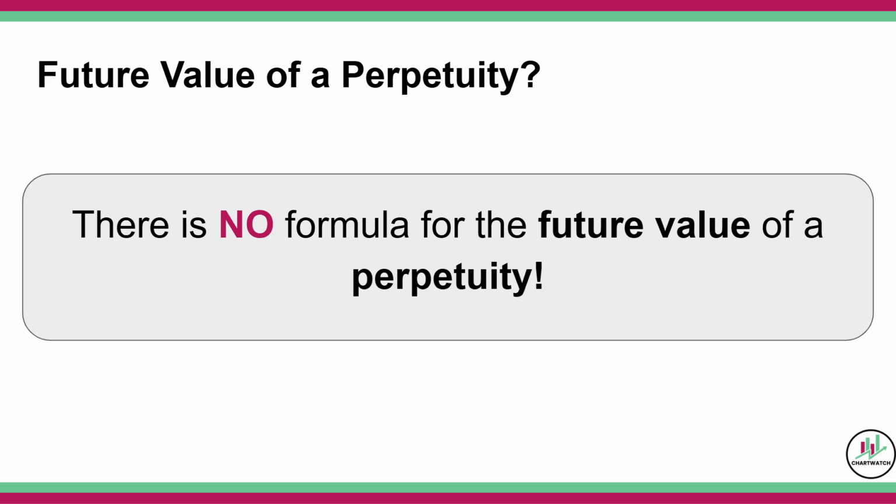And then a quick summary for perpetuities. A perpetuity is a stream of identical payments that last forever. Since there's no end, you can't calculate a future value, but we can calculate what it's worth today. And then your present value is simply your payment divided by the interest rate per period.